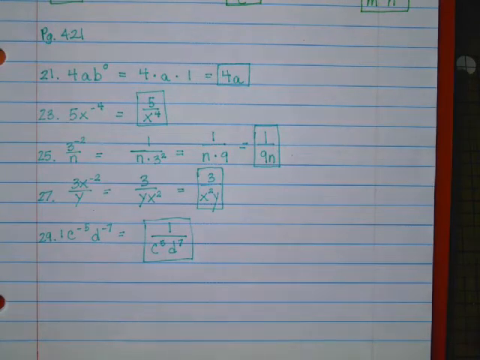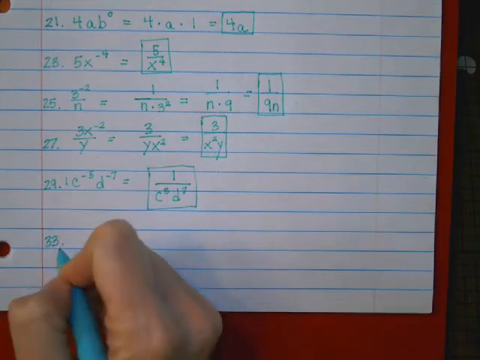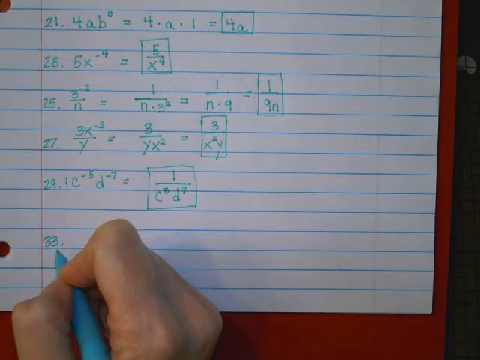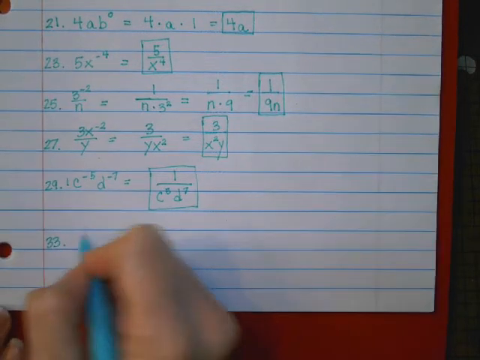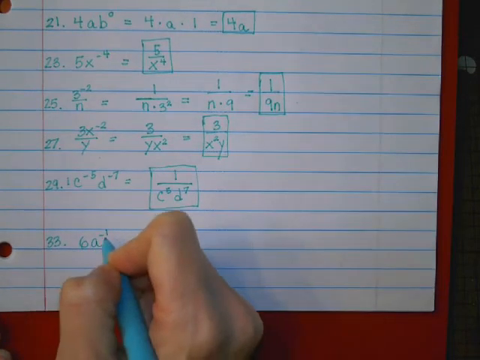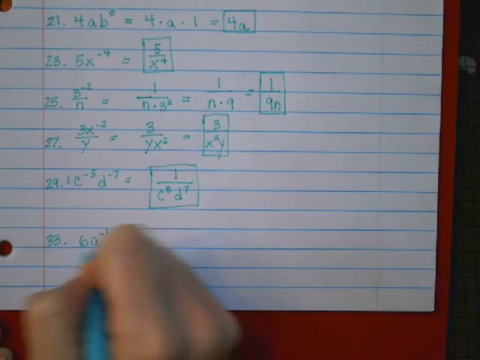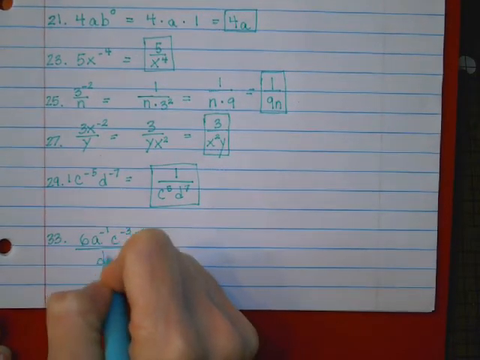We're going to go ahead and try number 33. All right, so 33 picks up the pace just a little bit, but I want to make sure that you see something similar to this as we work. We'll do 33 and 35 and then move to the next part of our lesson. All right, so we've got 6 times a to the negative 1, c to the negative 3, all over d to the 0 power.